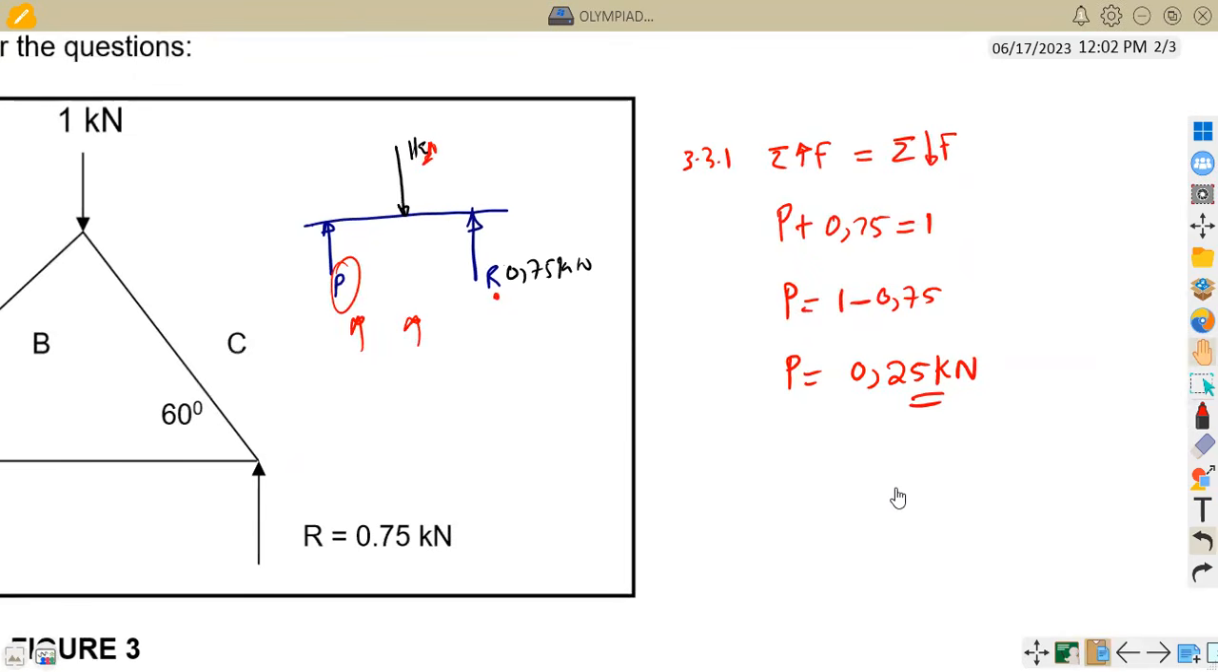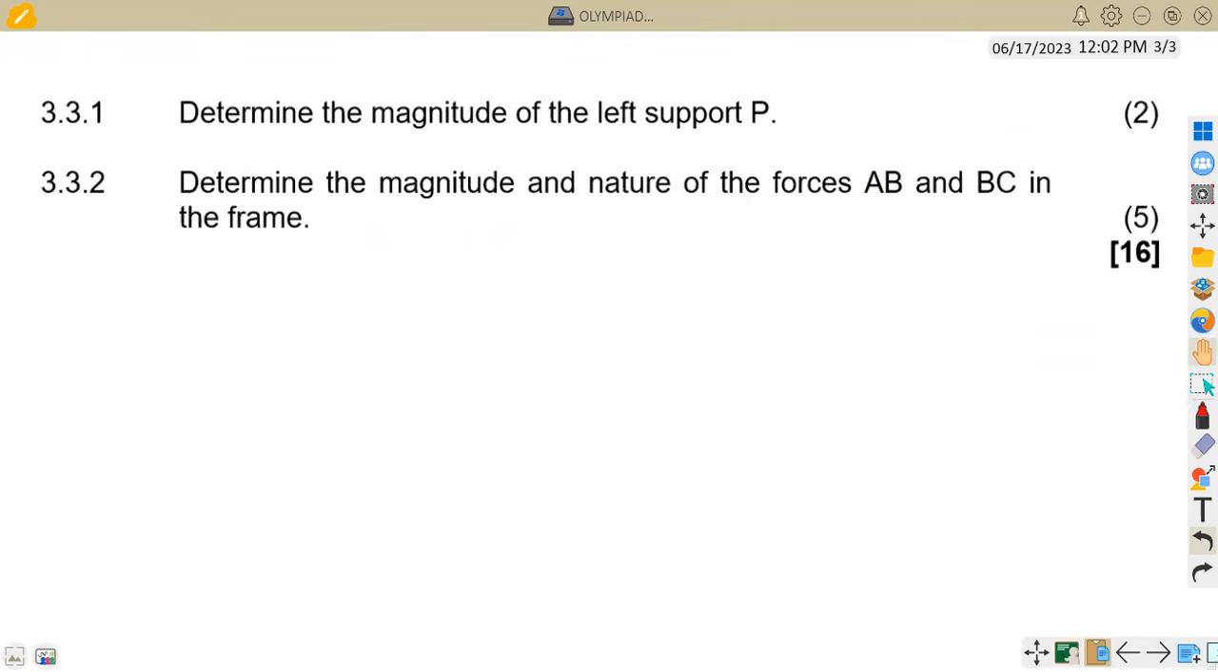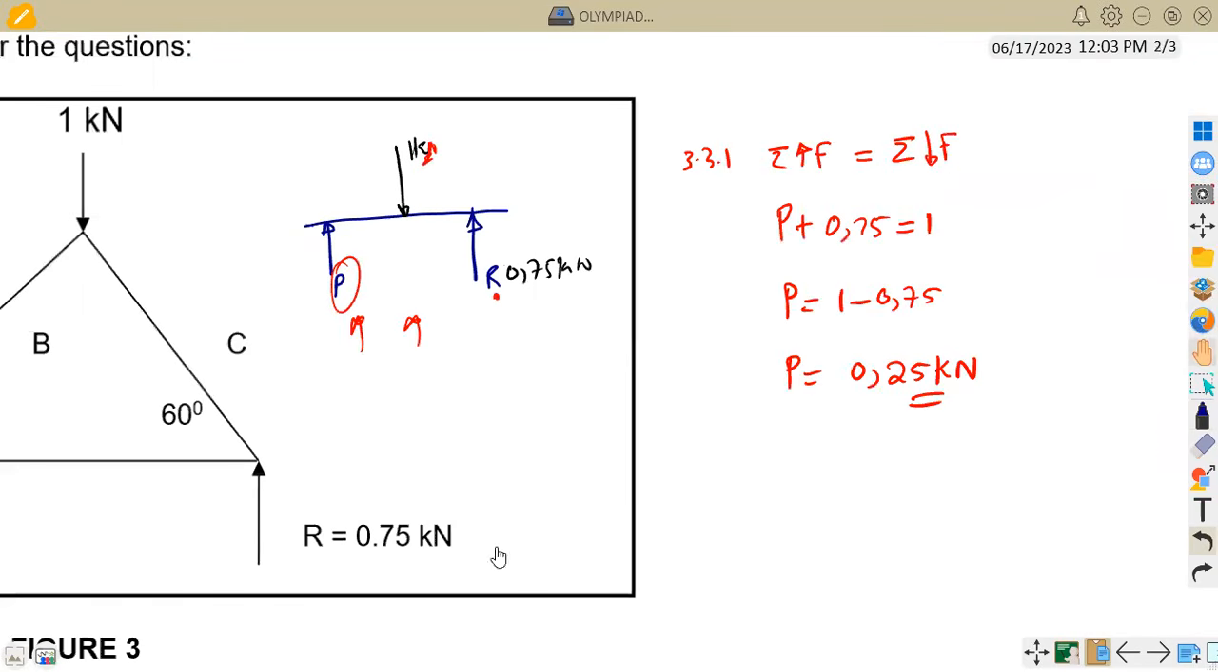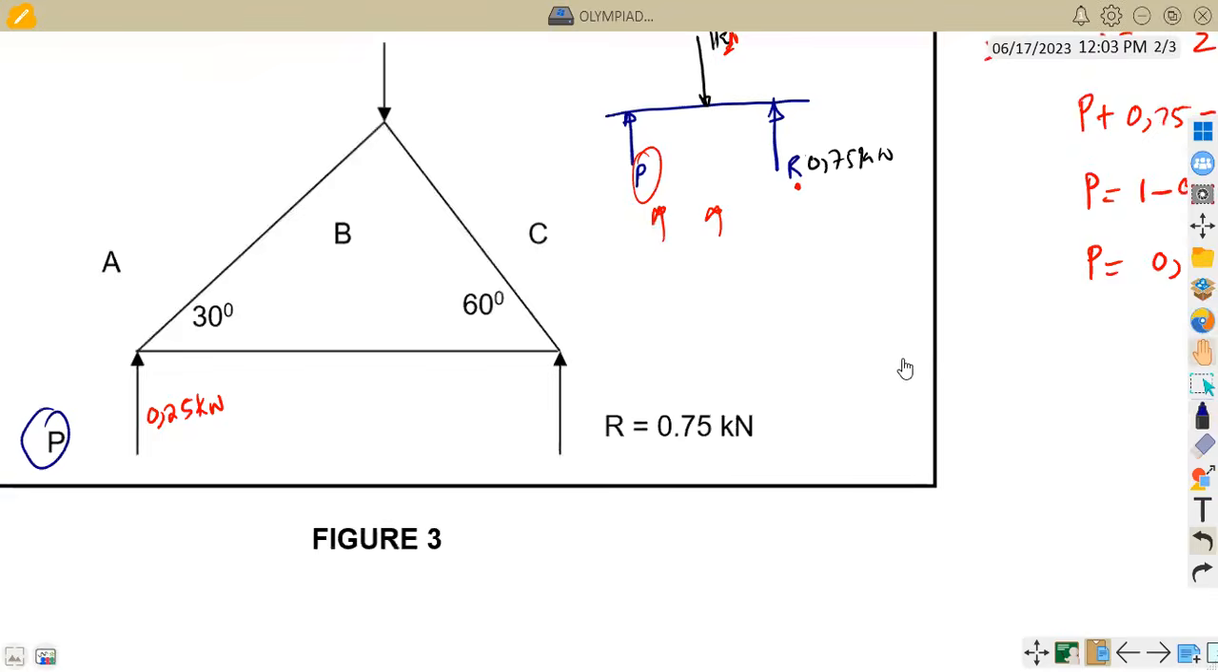All right, again, from this same diagram, now we are given to determine the magnitude and nature of the forces AB and BC in the frame. So we need to know what is representing AB, and what is representing BC, and also their nature. Let us check from our diagram, since we have calculated this part of P.